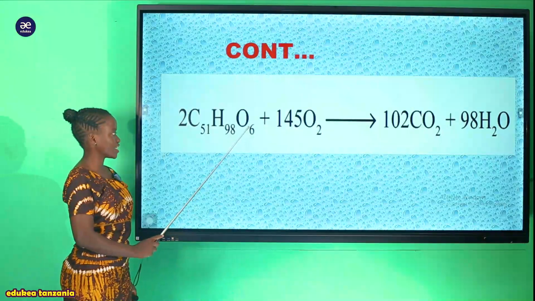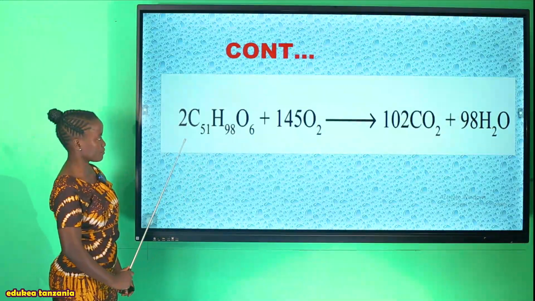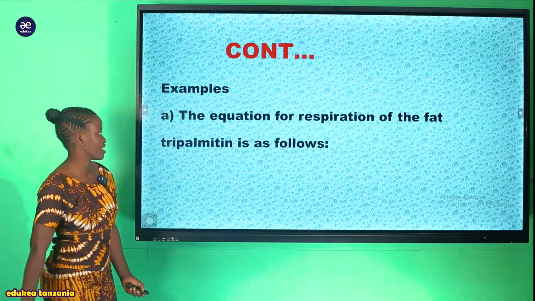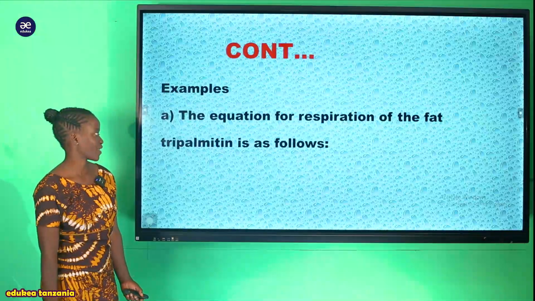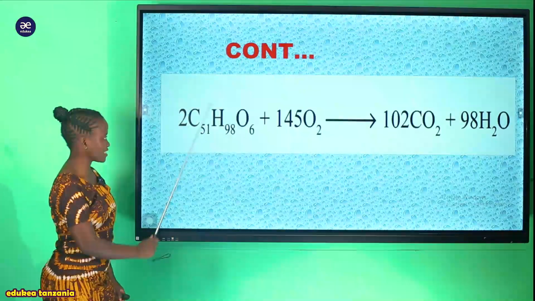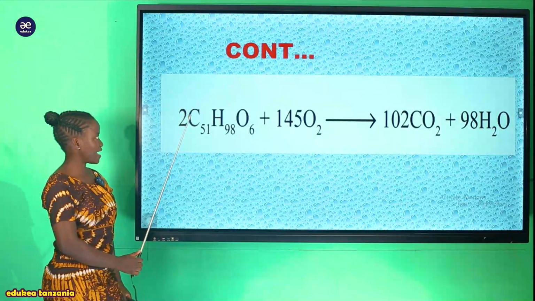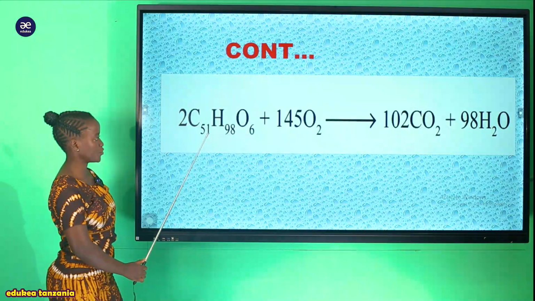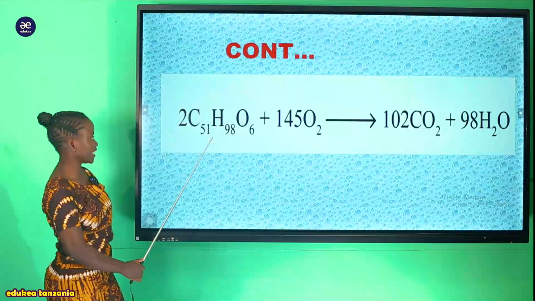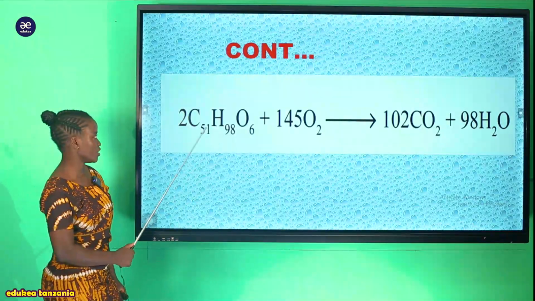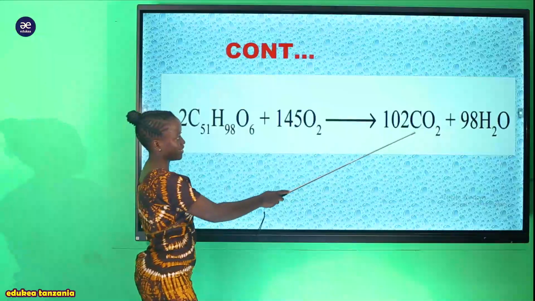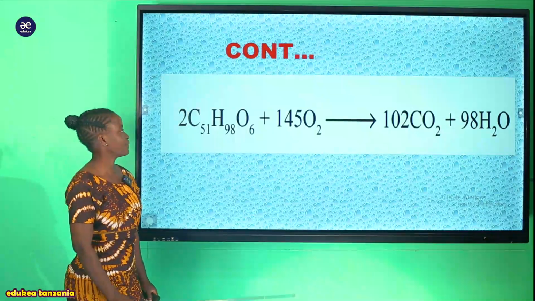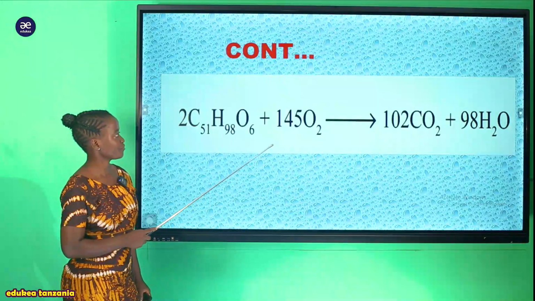So tuna hii equation yetu ambayo tuna hii molecule yetu ambayo ni fatty, ambapo tumeambiwa jina lake linaitwa tripalbutene. So our tripalbutene, you can see the number of carbon. Hii hapa number of carbon is equal 51. Kama ni 2 kwa uta times 2 mara 51. Utapata ngapi? 102 I think. So hakikisha kwenye reactant pia number of carbon there must be 102.